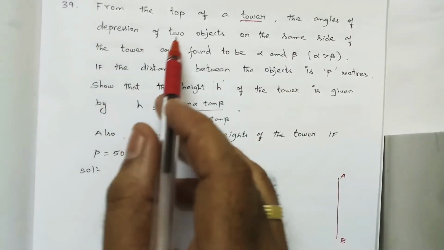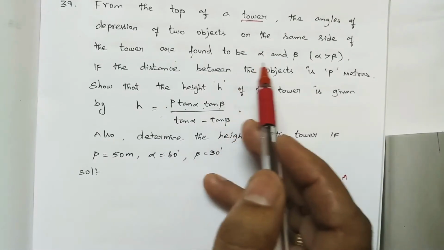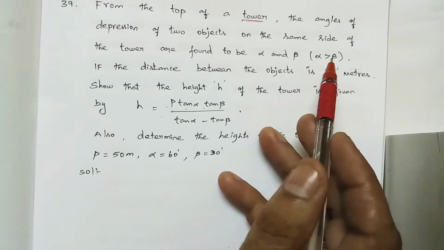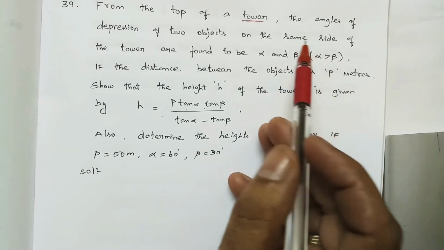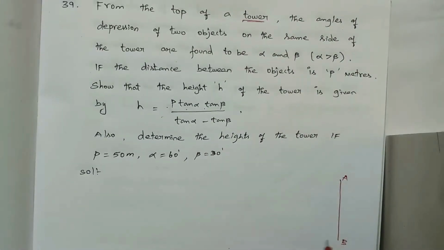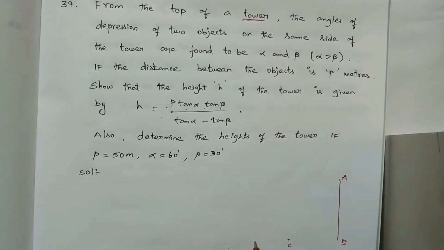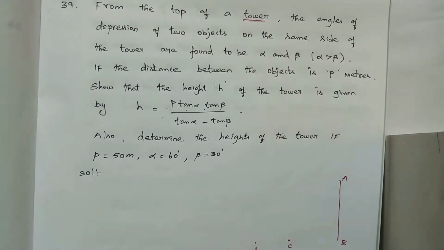The angle of depression of two objects on the same side of the tower are found to be alpha and beta. Alpha is greater than beta. Okay, that is angles, right? The angle of depression of two objects on the same side. I'm just marking that C is the first object and D is the second object.